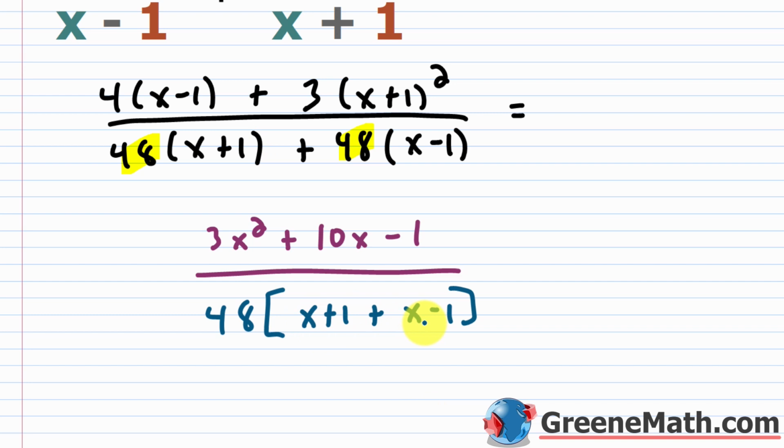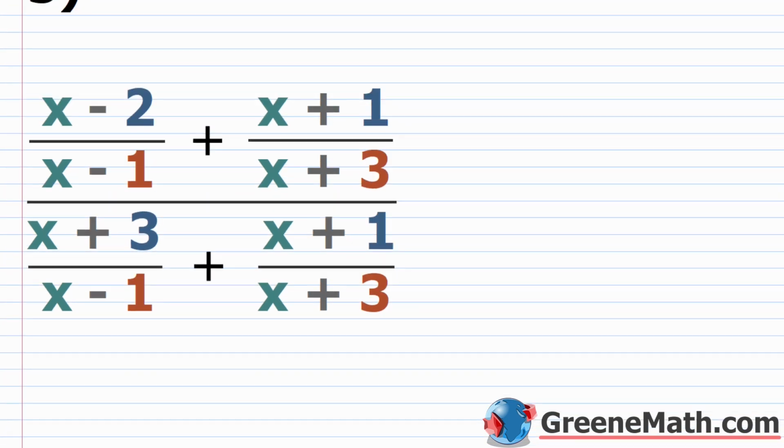Now, once you're inside, you can just say, okay, well, x plus x is 2x, and 1 minus 1 is 0. So this is just 2x here, like this. And then 48 times 2x is just 96x. So this would be 96x. So nothing else we can do here. Remember, this doesn't factor, so this is your simplified answer. Okay, let's look at 5 now.